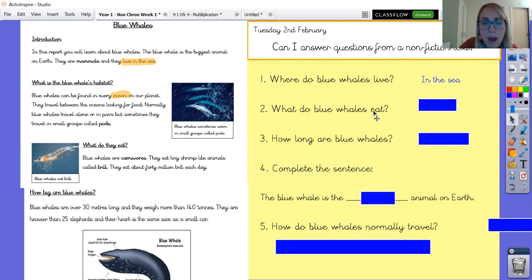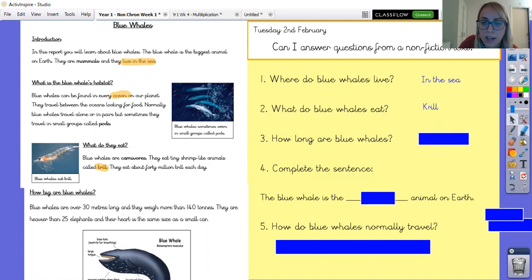Question 2, what do blue whales eat? Okay, now I know there's another subheading about what blue whales eat. Let me find that. Okay, oh, here we go. What do they eat? Let me read that information. Blue whales are carnivores. They eat tiny shrimp-like animals called krill. Okay, there's my answer. What do blue whales eat? They eat krill.